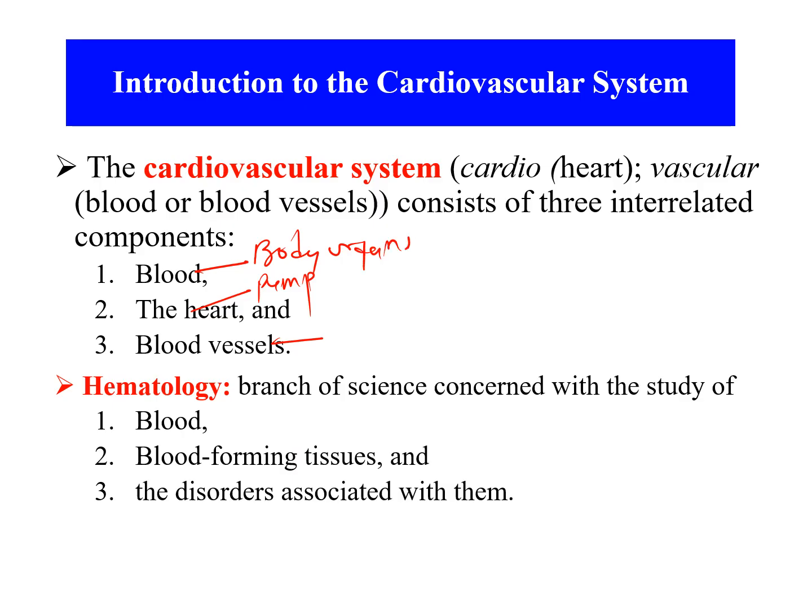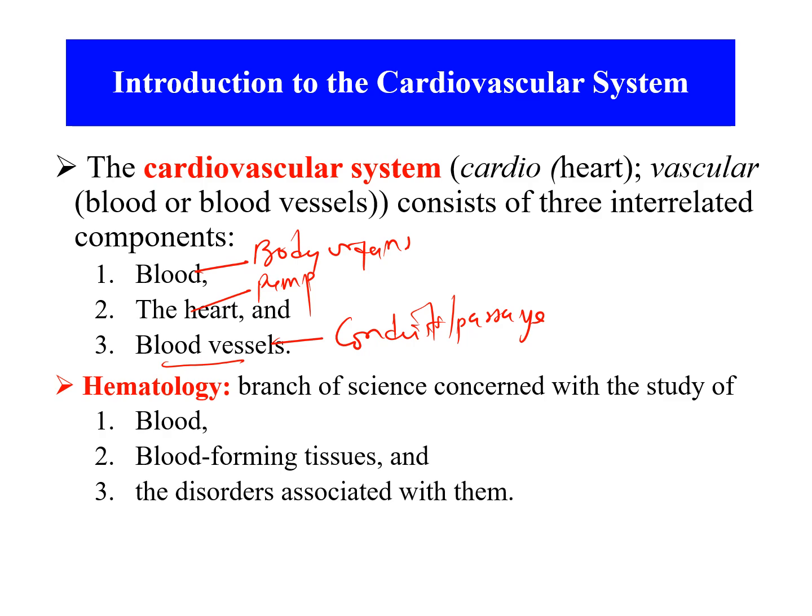And for this blood to reach the body organs or the tissues, it requires a conduit or a passage where the blood is going to pass for it to reach the body organs or the tissues. And therefore, these blood vessels act as conduits or passages by which blood reaches those body organs.